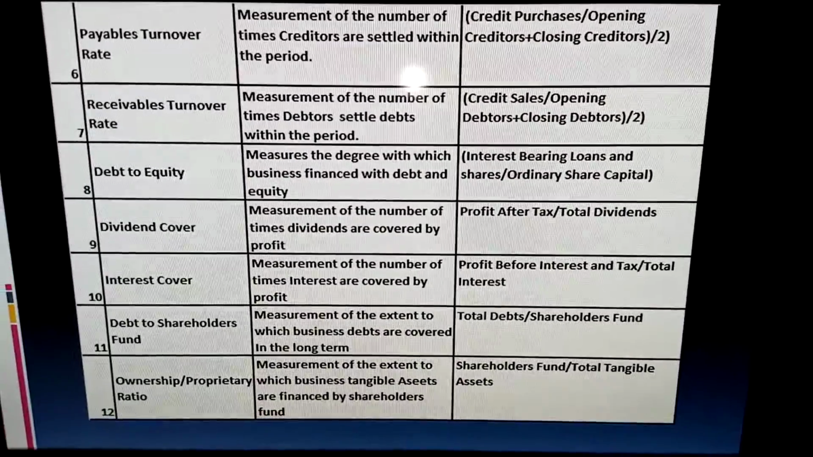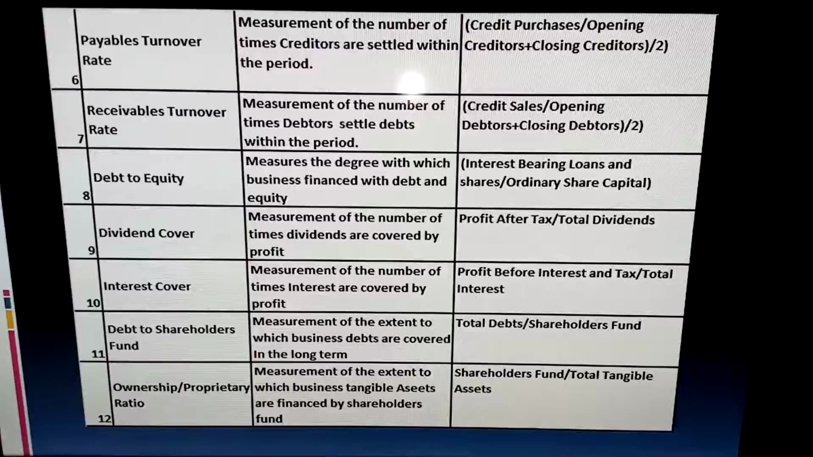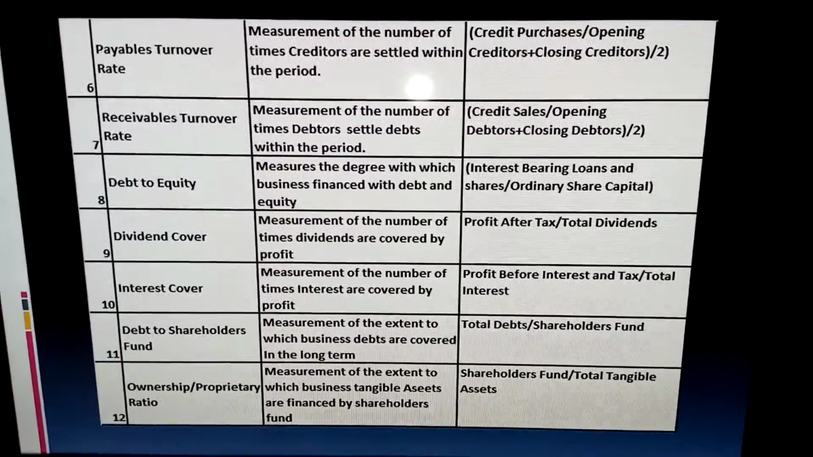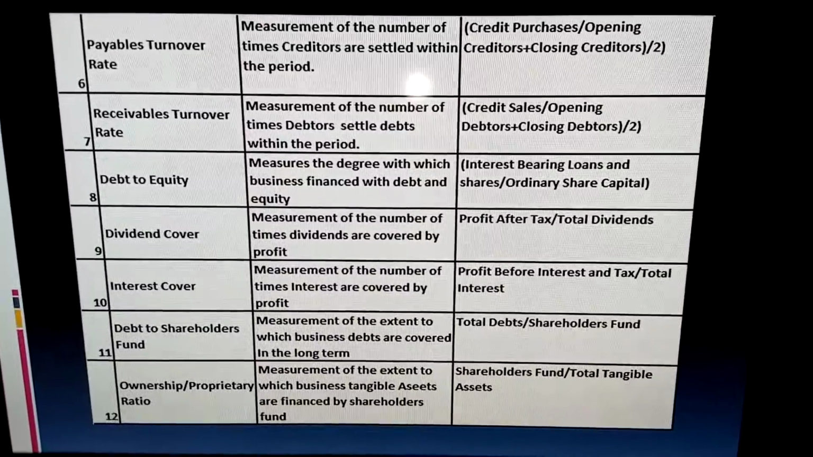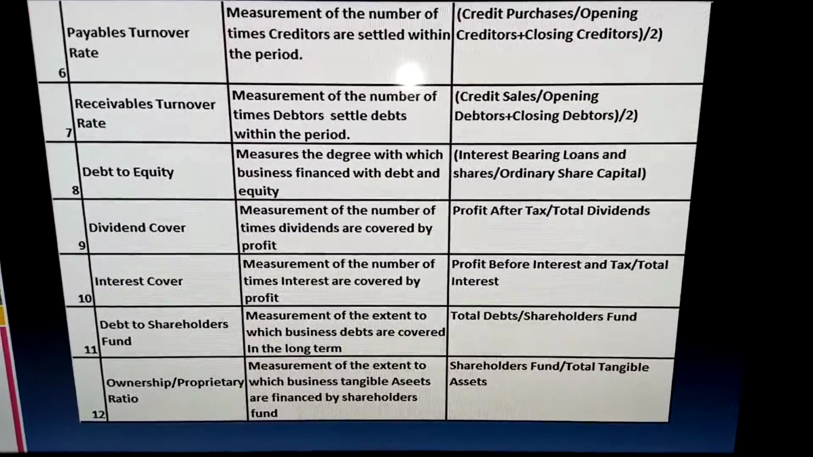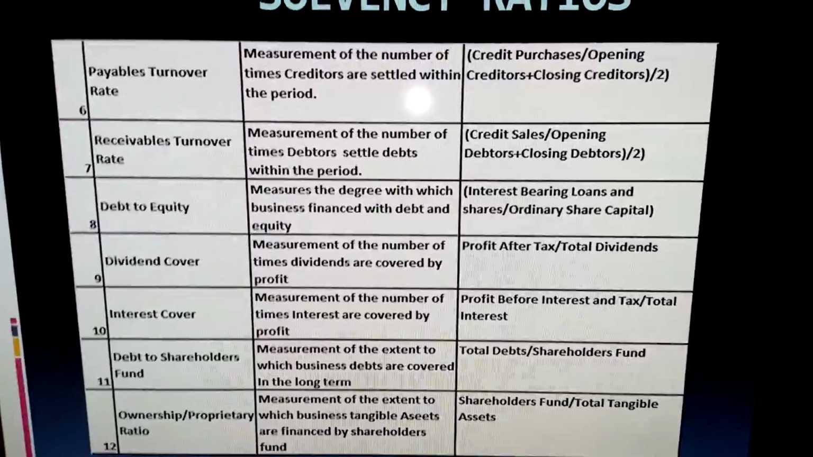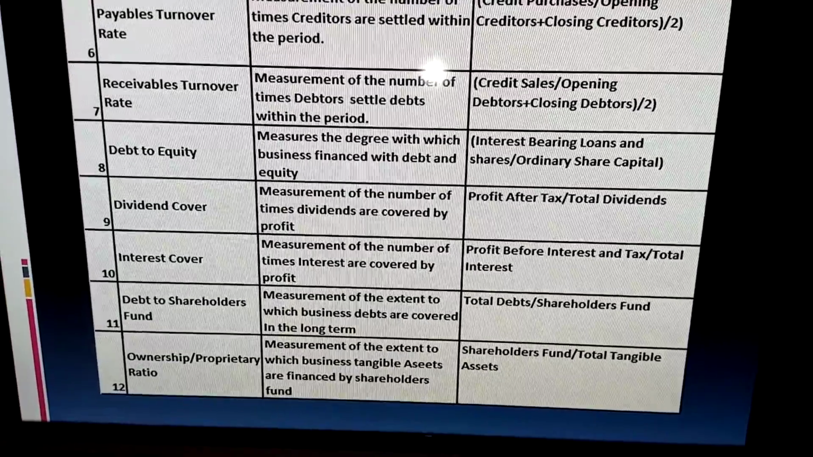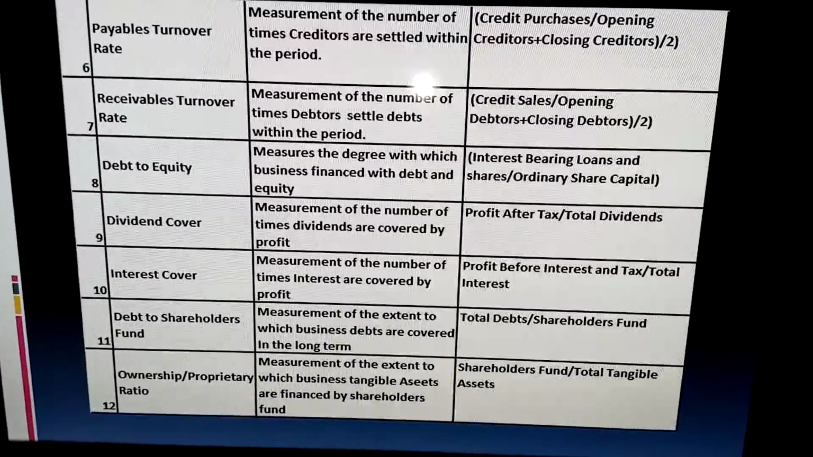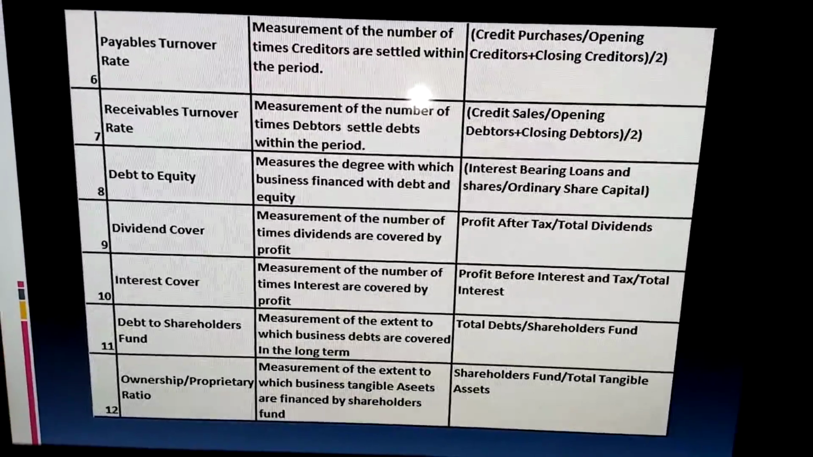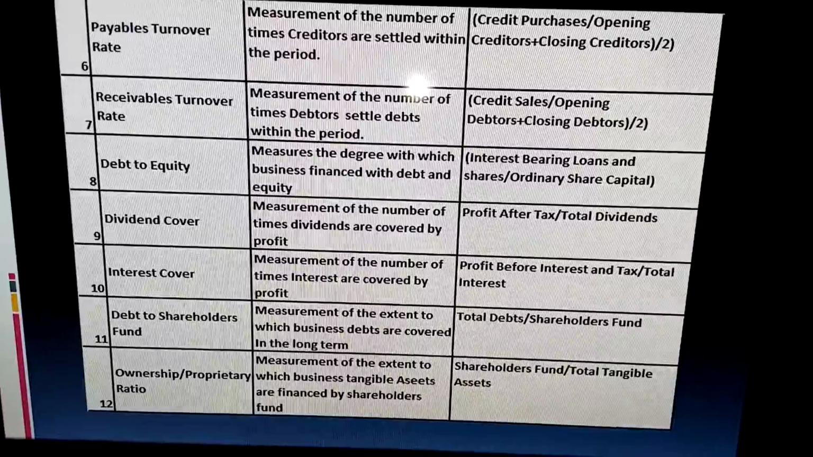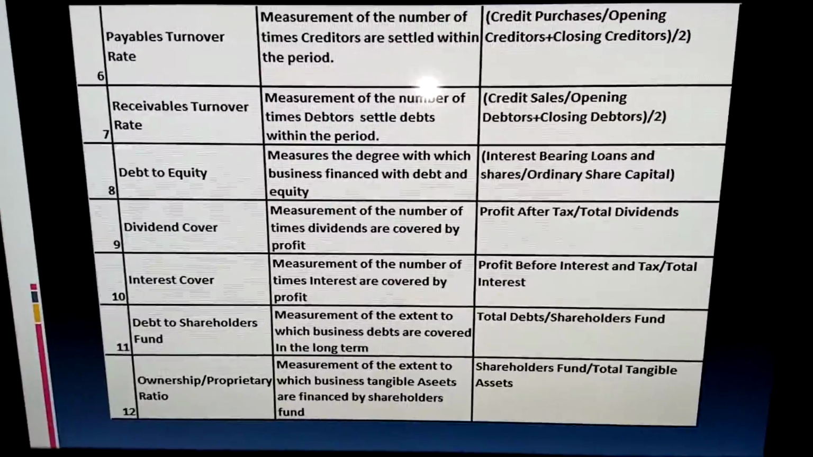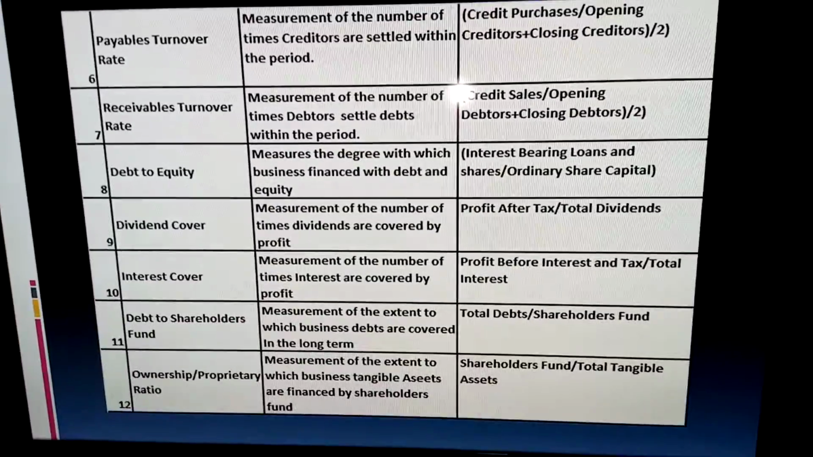Debt to shareholders fund. What's the extent with which business debt is covered in the long term arrangement? So we're saying that you have your shareholders fund that's available to shareholders, and then you have your debts. That's what you have, external liabilities. So basically, the relationship between your external liabilities and your shareholders fund is what we call debt to shareholders fund. So what's the extent with which the debts that you owe are covered in the long term? So we have total debt divided by shareholders fund.